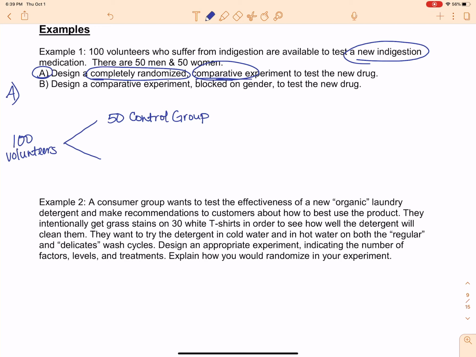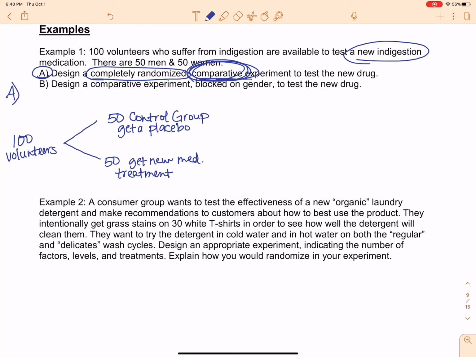Now you can assign something to the control group. You can say that they get a placebo, or they get an old form of medication or something like that. I just have to have a group to compare it to. 50 of my volunteers will get the new medication, so they're going to be a treatment group. And if this medication had different levels, like 50 milligrams and 100 milligrams, then I would have another treatment, and I would distribute my people evenly into three groups.